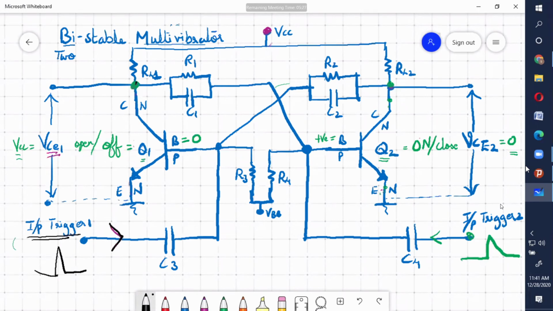Assume that at VCE2, I'll connect a bulb, and I will connect one more bulb at VCE1. So what will happen every time I apply a trigger pulse? One side will be on, one side will be off, students. Is it clear? Where can we use this in a real-time application?